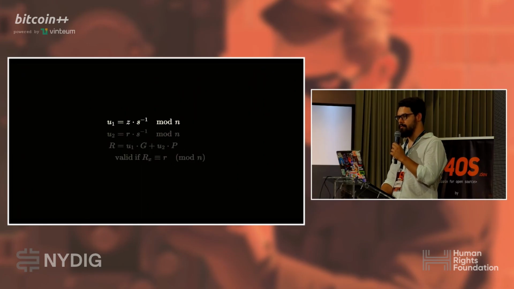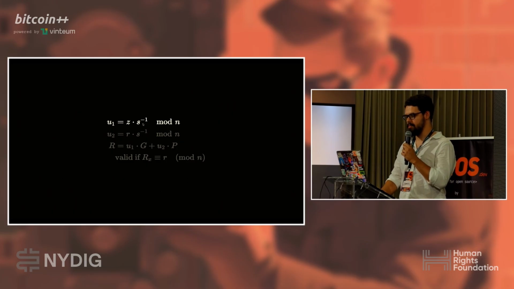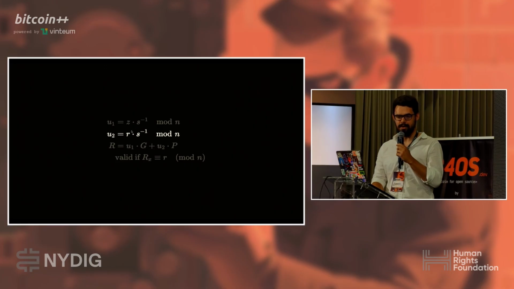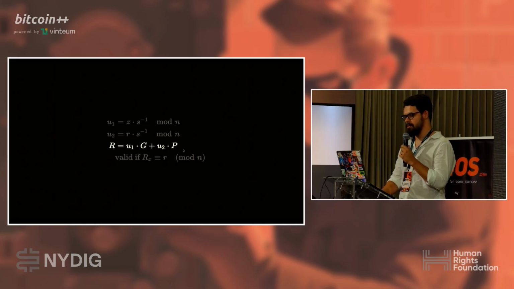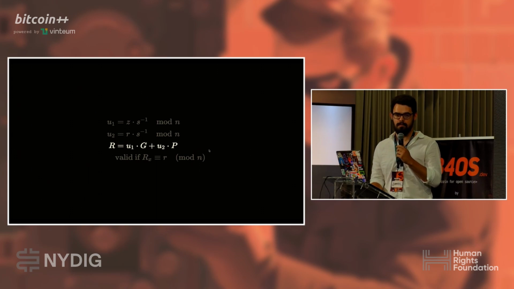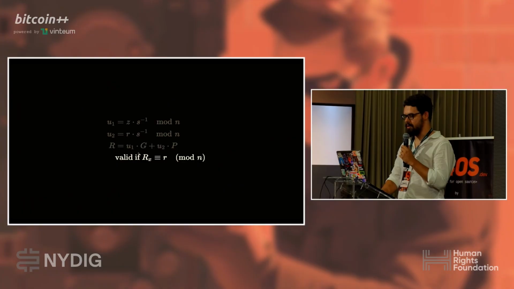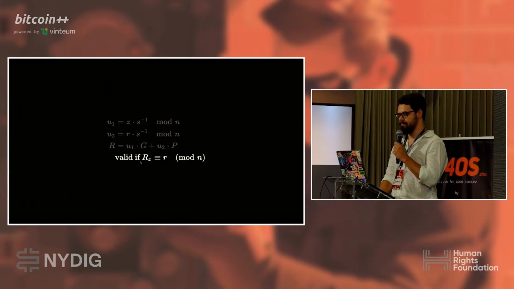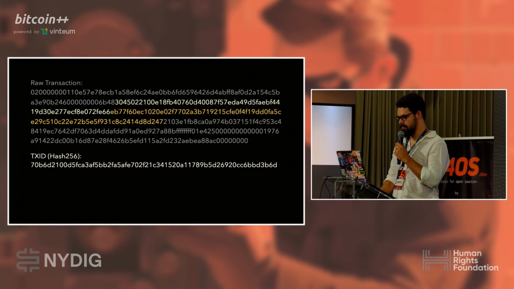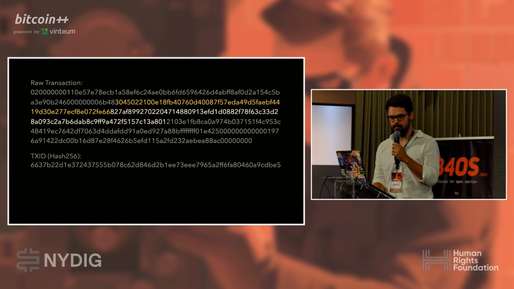The way we verify it is that we take the commitment times the inverse modular of the signature, and then the same operation with the nonce. Then we recompute the public nonce point by doing this operation here. And then we check if the x coordinate of the point that we computed is the same as this little r here, which, let me go back real quick, is the value here.